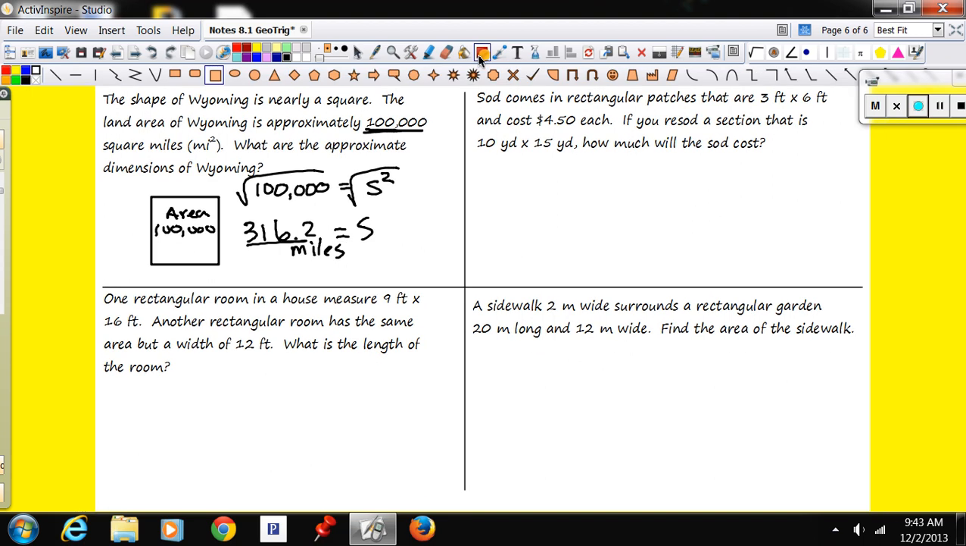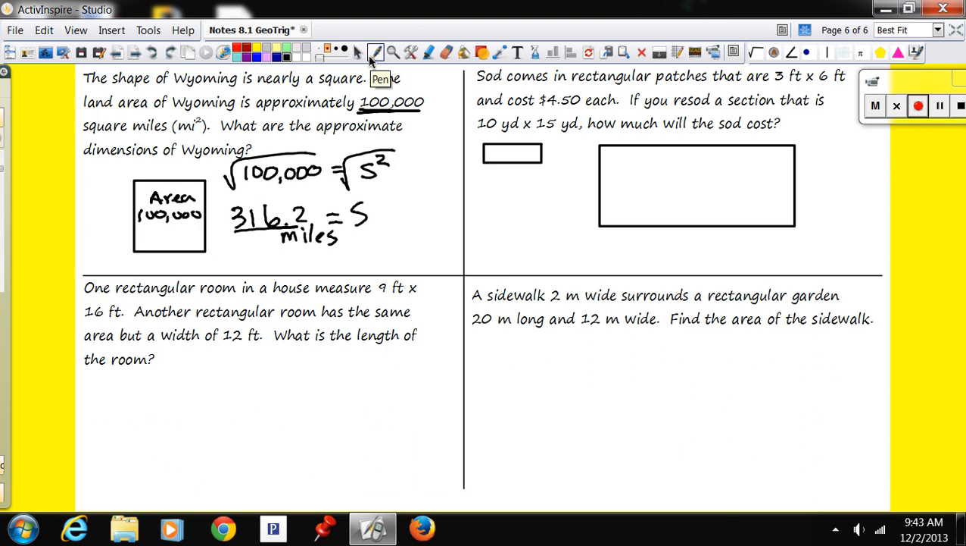Okay, what we have here is a rectangular piece of sod. We have a garden that we are going to resod. So we've actually got two rectangles. The sod is 3 feet by 6 feet, and the garden is 10 yards by 15 yards. I need the same unit. I don't want one in feet and one in yards. So should I do it all into feet or do it all into yards?